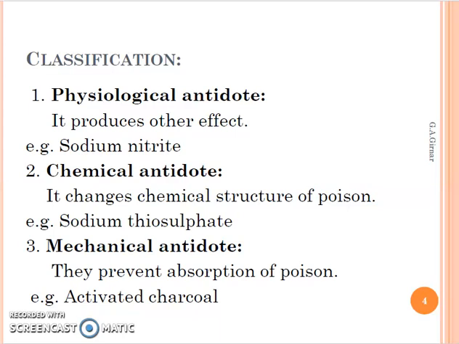And third, the mechanical antidote. These are antidotes which prevent the absorption of poison by adsorbing it. Example is activated charcoal. Physiological as well as chemical antidotes we will discuss in detail again in the mechanism of cyanide poisoning.